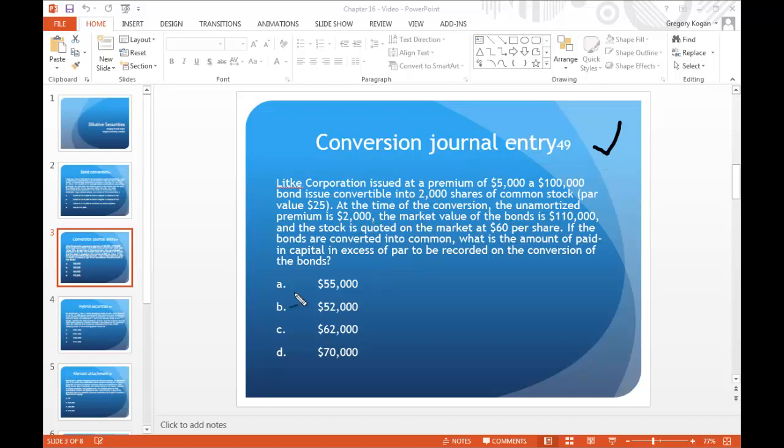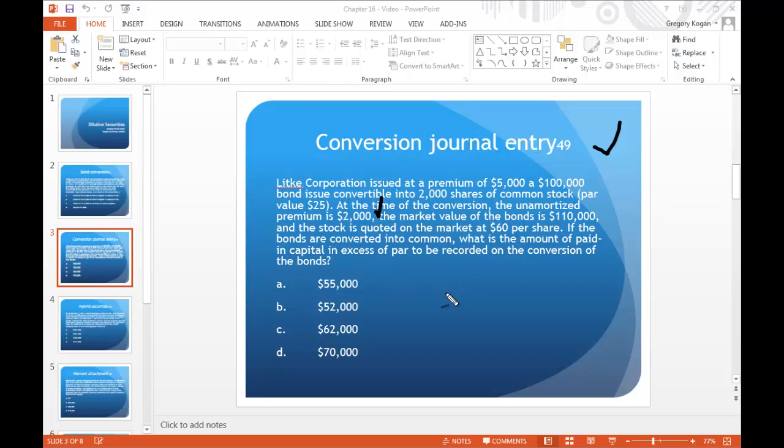And par value is 25, and at the time of conversion we had $2,000 premium, and the market value of the bond was 110. The stock quoted a market of 60. If the bonds are converted into common, what is the amount of paid in capital in excess of par to be recorded on the conversion of the bonds?